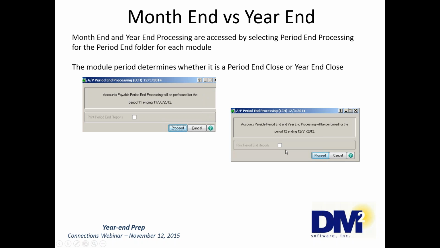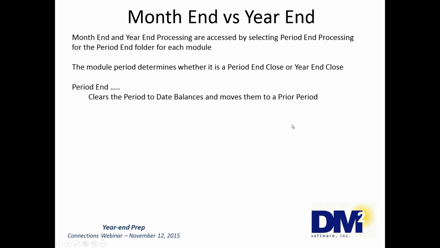However, if we were in period 12, as it shows here, you notice that the option is a little bit different. So the system knows, depending on your period that you're in, based on the fiscal calendar, whether or not it is going to be period-end or year-end processing. So on period-end, what that does is it's going to close all of the period to date balances and move them to prior periods.